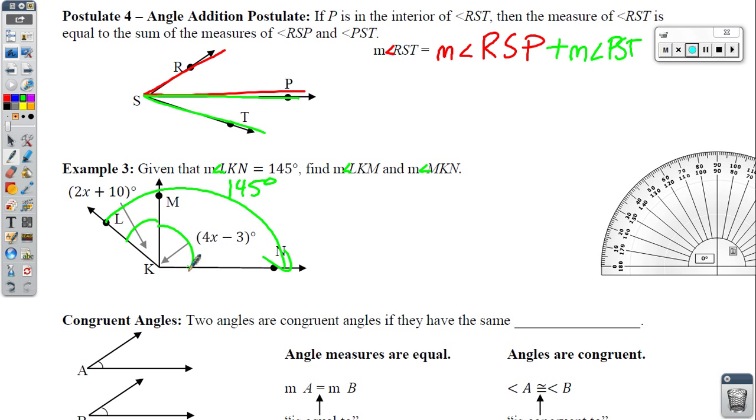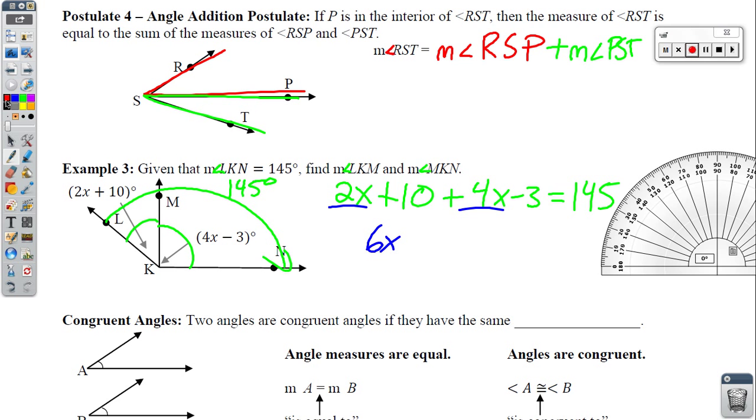Well, we have expressions for those two angles. We don't actually have numbers for them, but we can add the expressions together just the same. So if we take the expression 2x + 10, which is the angle of the one on the left, add to it the angle of the one on the right, which is 4x - 3, we have to get 145. Now we've got an equation, and we can solve this. So let's combine like terms. A 2x and a 4x together make 6x. A 10 and a negative 3 together make positive 7.